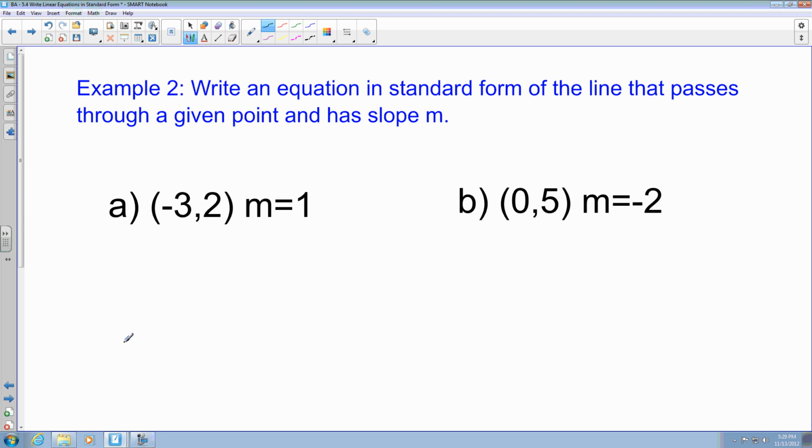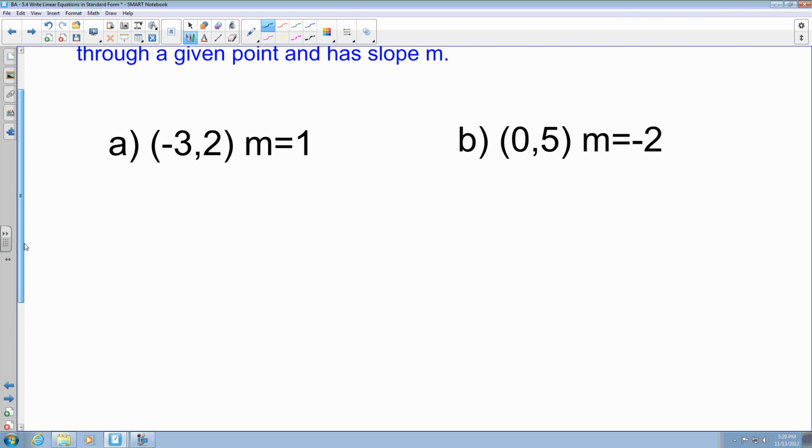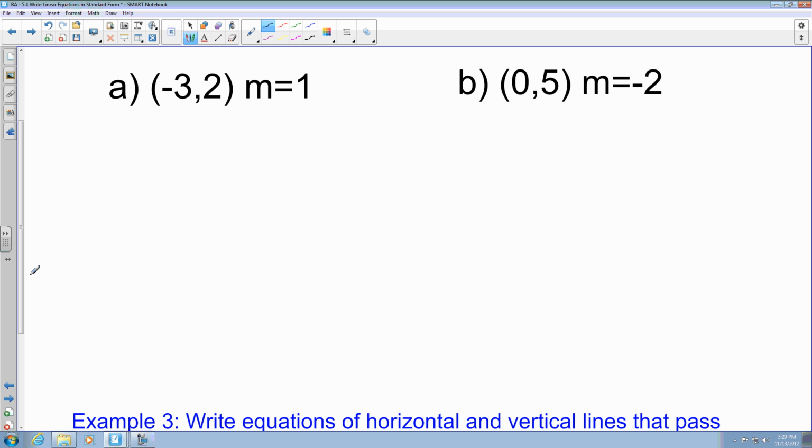Example 2, I want to write an equation in standard form of the line that passes through a given point and has a slope of m. So I think we've gotten pretty familiar with writing equations in slope-intercept form. We're probably not as well practiced in point-slope form, but we want to write these equations in standard form. So first, I want to put it in point-slope form.